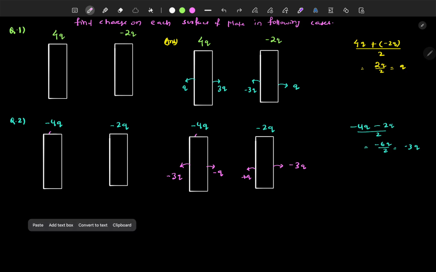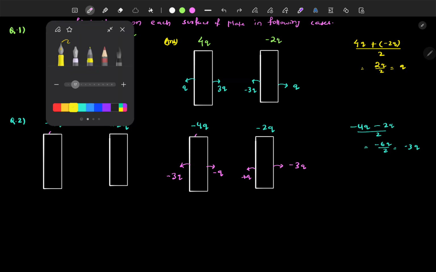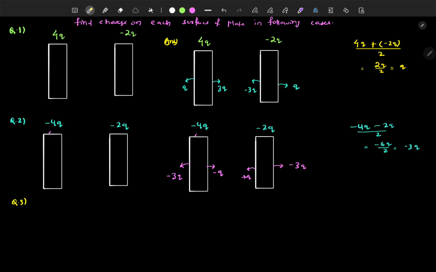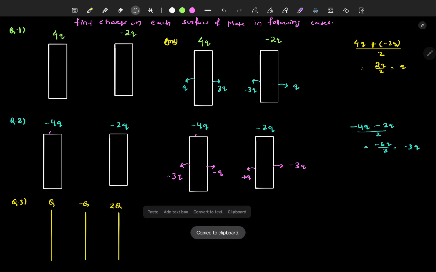Suppose it is mentioned like this, question number 3. This is the question. Here total charge is q, here total charge is minus 2q, and here total charge is 2q. So find the distribution. So how to solve this question?